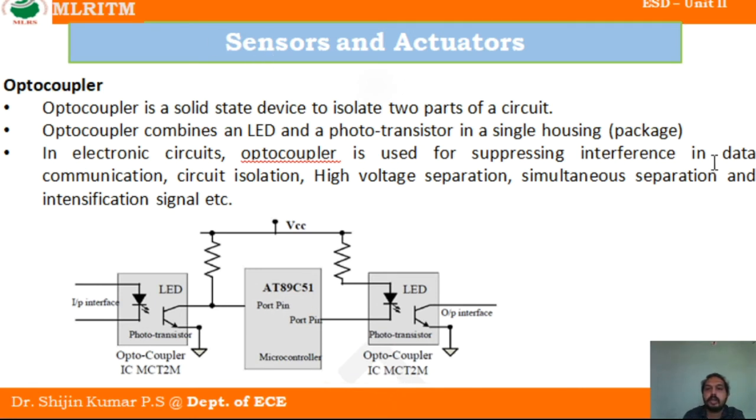The applications of optocouplers are: it is used for suppressing the electromagnetic interference. We are using this in data communication, circuit isolation, high voltage separation, simultaneous separation, and intensification signals. So these are the applications of optocouplers.